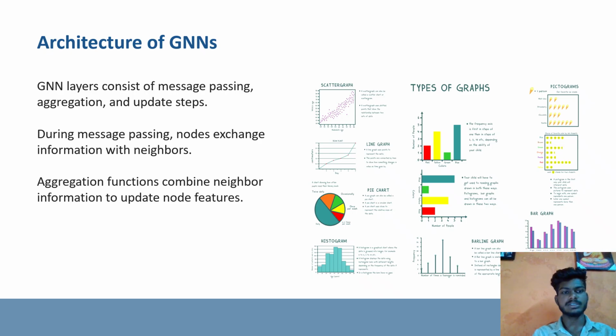Architectures of GNNs. GNN layers consist of message passing, aggregation, and update steps. During message passing, nodes exchange information with neighbors. Aggregation functions combine neighbor information to update node features.